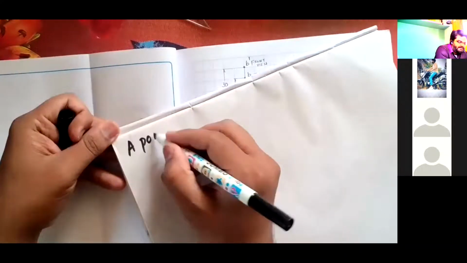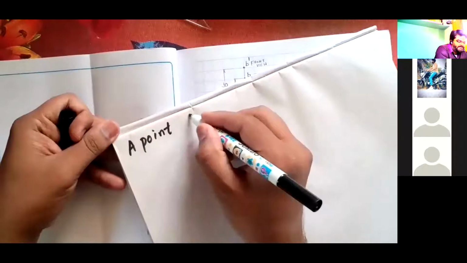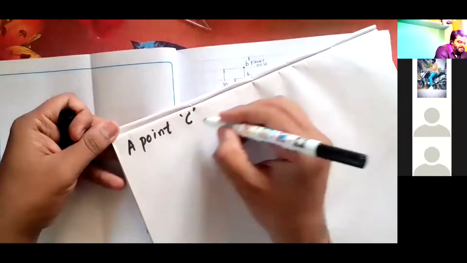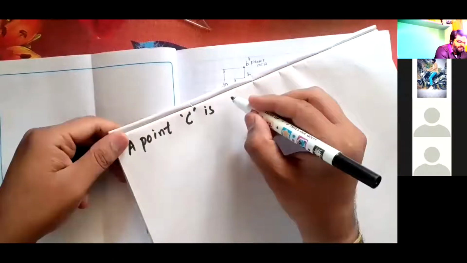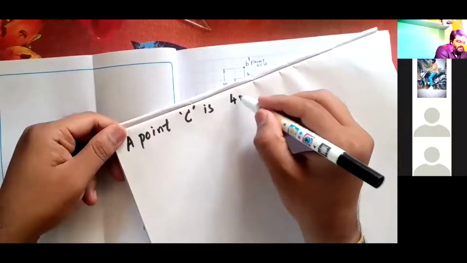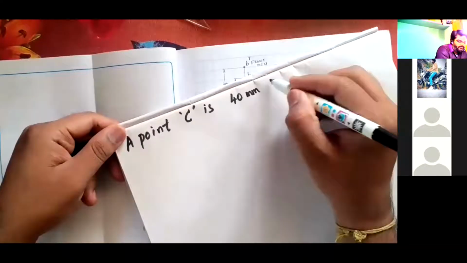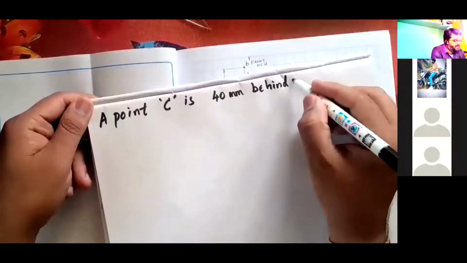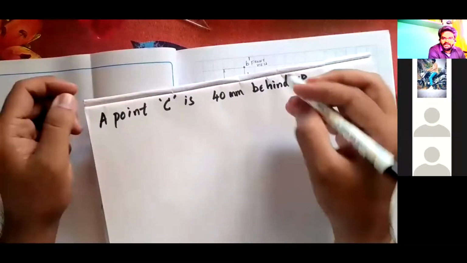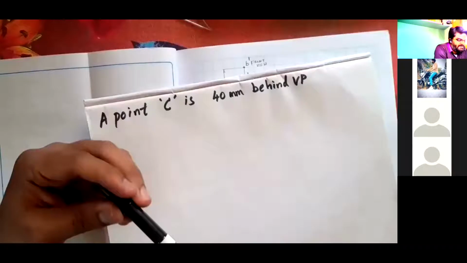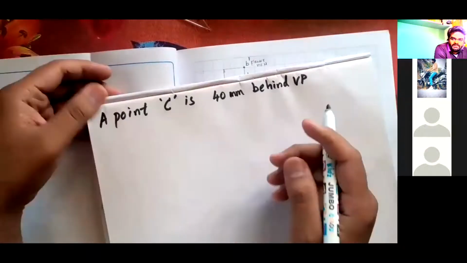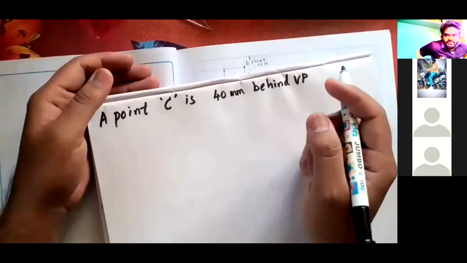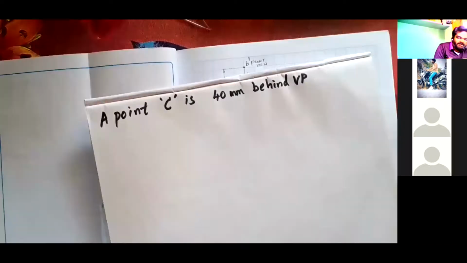Point C is 40 mm behind VP. Please write down the problem and solve it immediately. If you got a scale and pencil, at the end of the session, I'll ask anybody to unmute your video and show me the answer wherever you are writing. It should be a constructed answer, not a rough sketch.